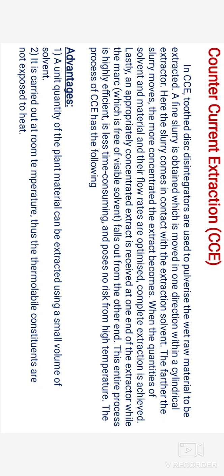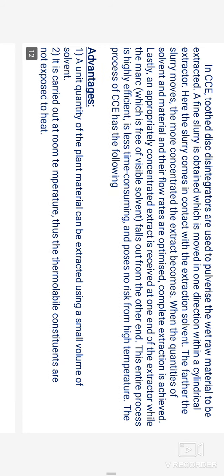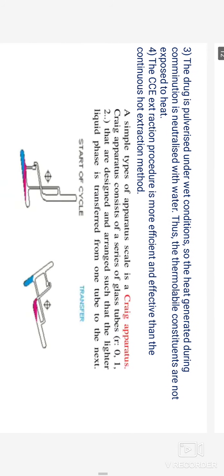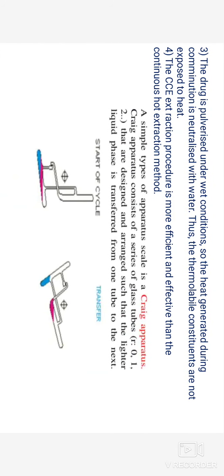A unit quantity of the plant material can be extracted using a small volume of solvent, and it is carried out at room temperature. Thus, the thermolabile constituents are not exposed to heat. The drug is pulverized under wet conditions, so the heat generated during comminution is neutralized with water. Thus, the thermolabile constituents are not exposed to heat. The countercurrent extraction procedure is more efficient and effective than the continuous hot extraction method.